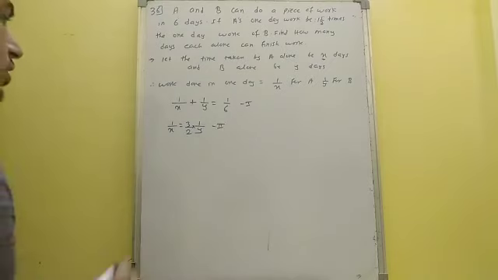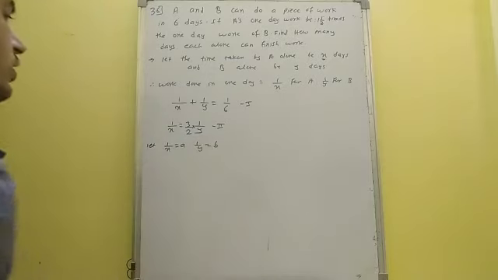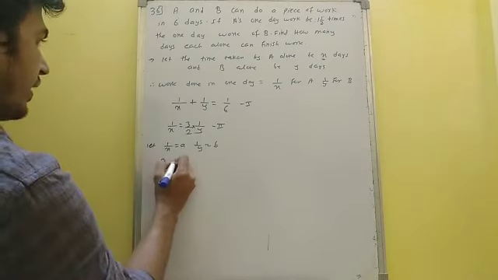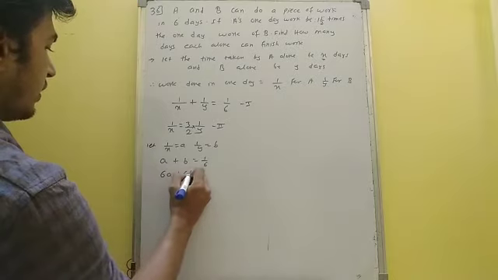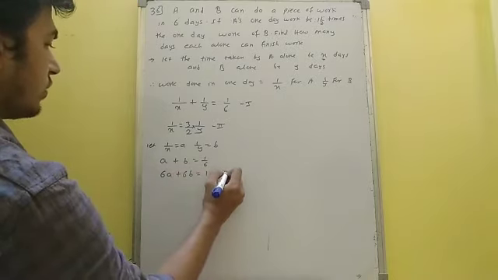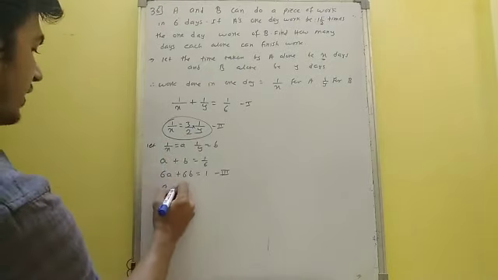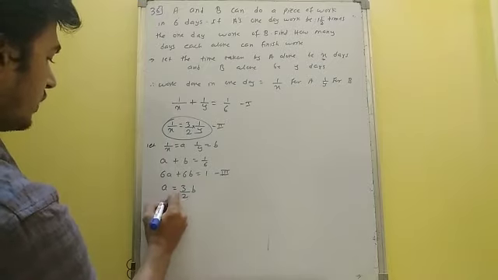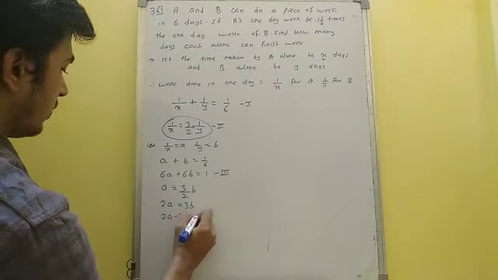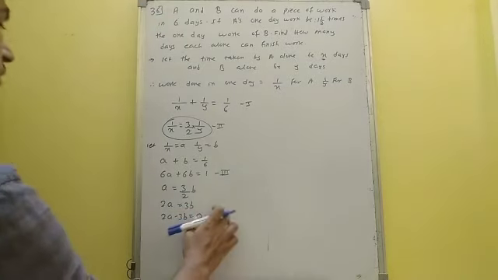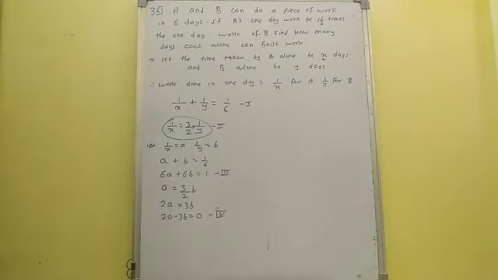So we have X and Y in the denominator. Let 1 upon X be equal to a and 1 upon Y be equal to b. So we have a plus b is equal to 1 upon 6, so 6a plus 6b is equal to 1. Equation number 3. And from the other we have a is equal to 3 upon 2 b, so 2a is equal to 3b, that is 2a minus 3b is equal to 0. Equation number 4. Very clear?